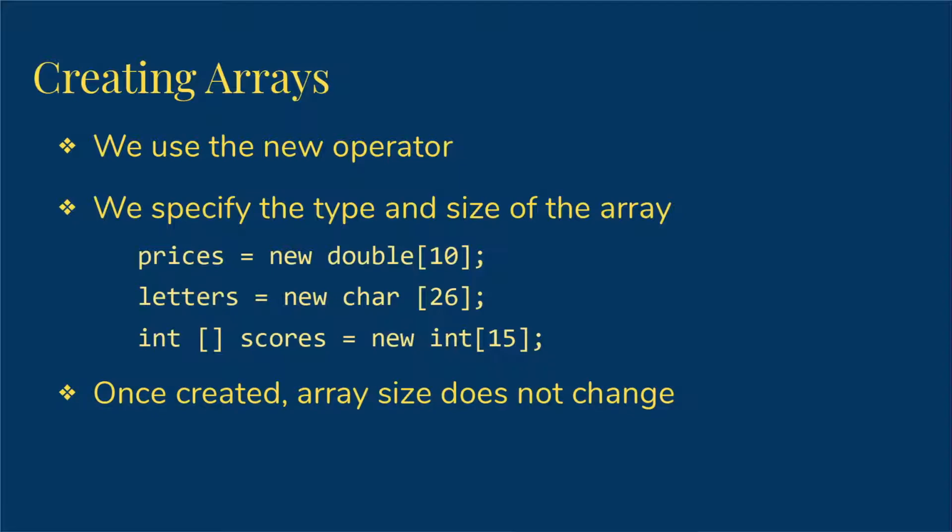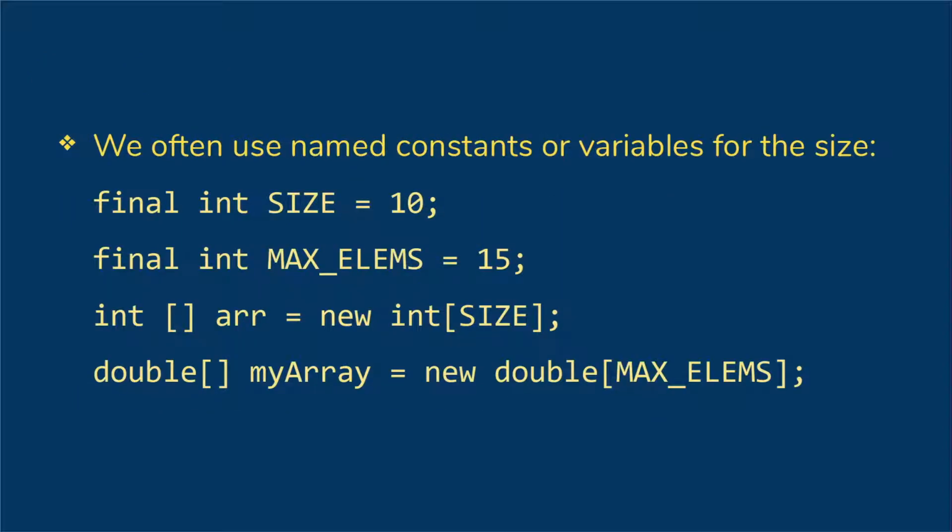Once created, the array size does not change. We could use that same variable to have a new different array, but the old array is fixed size. Once we make one, it's that big. We can't change it. We can only throw it away and have a new one. Note that we will often use named constants or variables for the size of our array. So we might declare a constant such as final int size is assigned 10, or final int max elms is assigned 15. And then we can use the size or max elms as we actually declare and create our array.